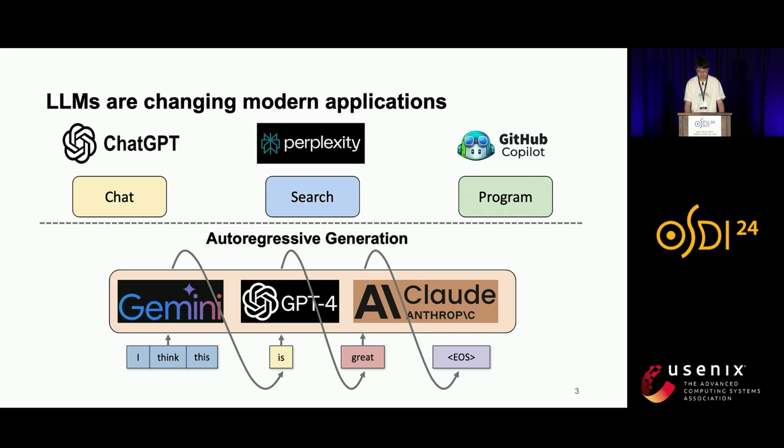This generation process involves multiple iterations. In each iteration, the input token passes through the entire large language model to predict the next output token. The output result then serves as the input for the next iteration. This process continues until the end of sequence token is generated.